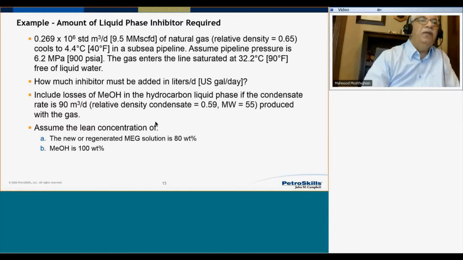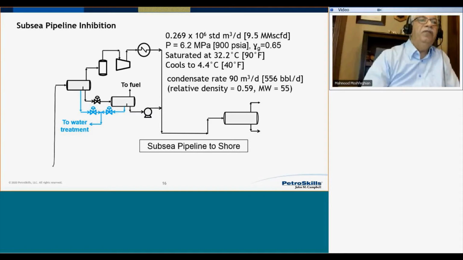To give you a better view of what's happening, we have production facilities, say an offshore facility. We separate the gas and liquids. The gas goes through after the inlet separator to a scrubber and compressor, and we cool it down before going to the pipeline. The separated condensate, we pump it and merge it with the gas in the same pipeline. We send it on by a subsea pipeline to the shore.